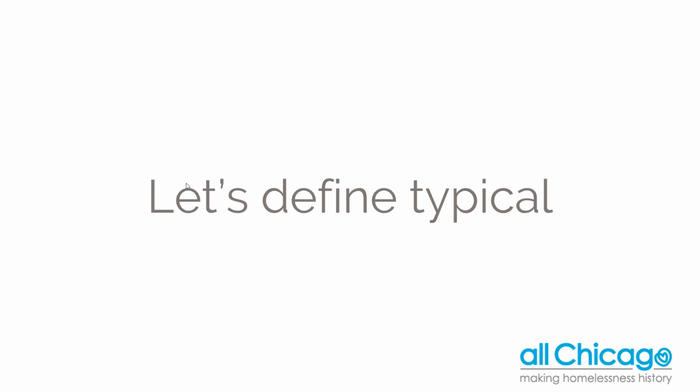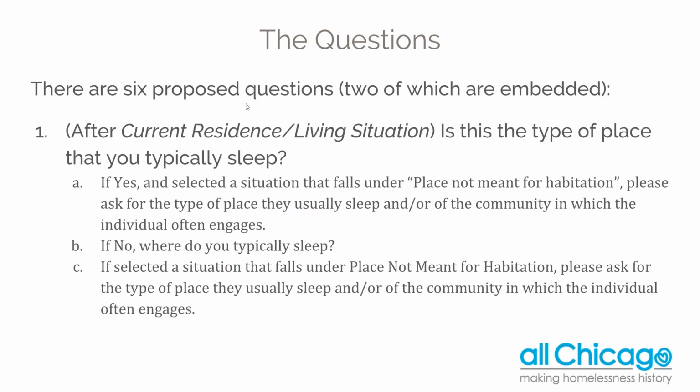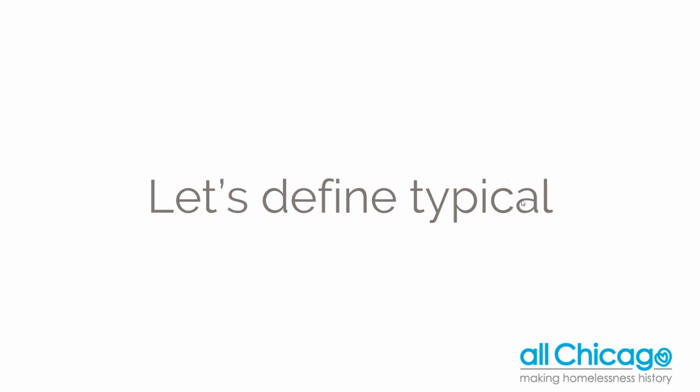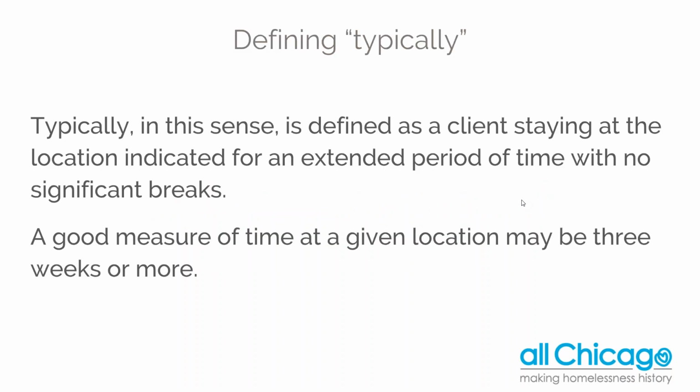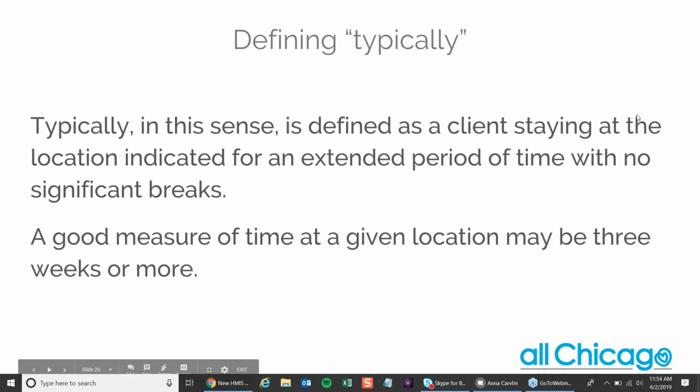So you might have seen in some of the questions, there's a lot of "is this the type of place you typically sleep?" We've asked that in multiple questions here. And again, what does it mean for something to be typical? Well, typically in this sense, it's defined as a client staying at a location indicated for an extended period of time without significant breaks. So a good measure of time, maybe if a client's been staying at a place for 3 weeks or more, right? If they've been hopping from couch to couch, that's not a typical place to stay, but that's sort of a typical scenario in which they would stay.